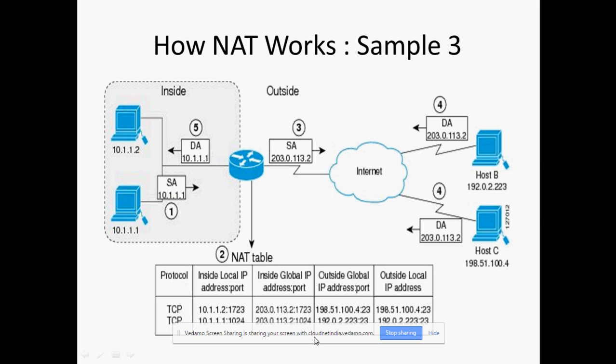Now my destination address is 198.51.100.4, that is the outside global address, and here there is no NAT enabled, so the outside local address is also the same. Maybe it is possible that the outside network also has NAT, then the outside local address can also be a private address. In this case the outside network has a public IP address in both outside global as well as outside local. So friends, I hope you are able to understand how NAT works here.